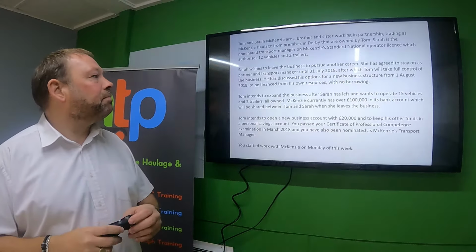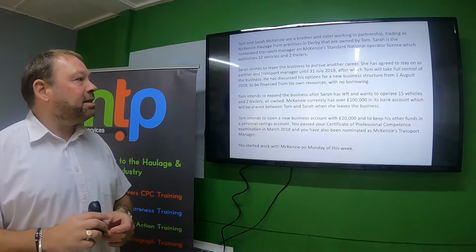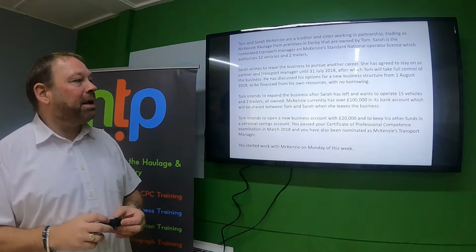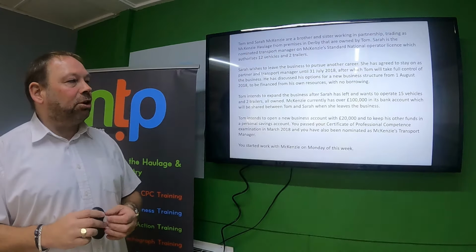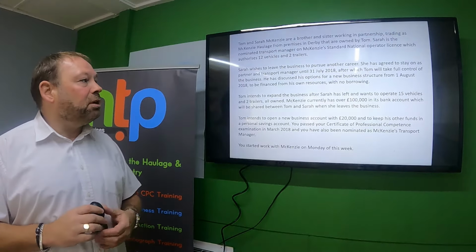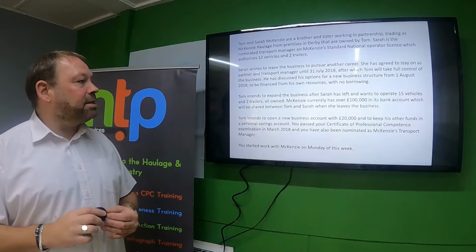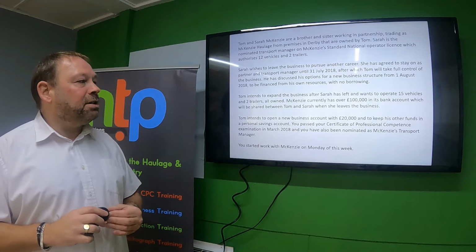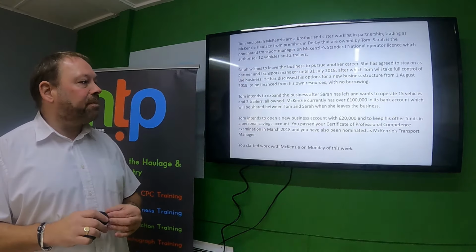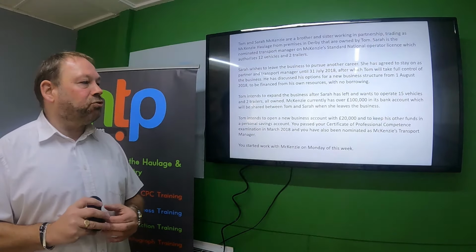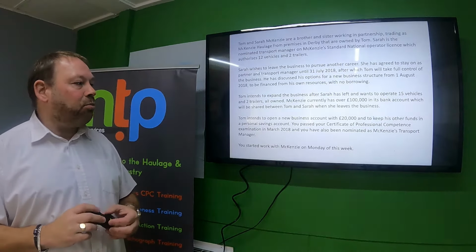Right, let's have a look at the next part. So, Tom and Sarah Mackenzie are a brother and sister working in partnership, trading as Mackenzie Haulage from premises in Derby that are owned by Tom. Sarah is the nominated transport manager on Mackenzie's standard national operator licence, which authorises 12 vehicles and 2 trailers. Sarah wishes to leave the business to pursue another career. She has agreed to stay on as partner and transport manager until 31st of July 2018, after which Tom will take full control of the business. He has discussed his options for a new business structure from the 1st of August 2018 to be financed from his own resources with no borrowing.